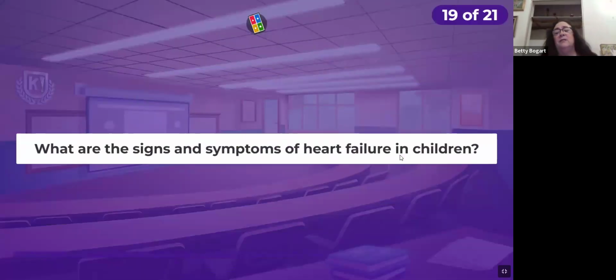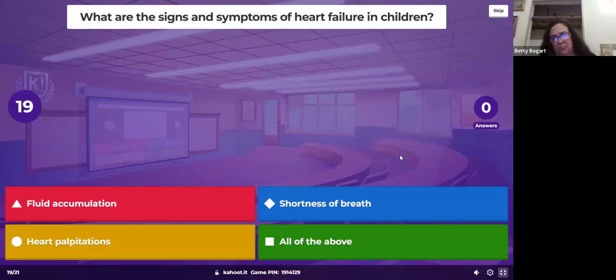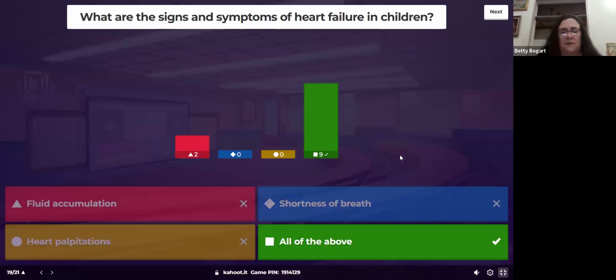What are the signs and symptoms of heart failure in children? So heart failure, you're going to have fluid building up, increase in your weight, right? Also, heart palpitations, your heart's going to be fighting against all this extra fluid, and shortness of breath, all the above.